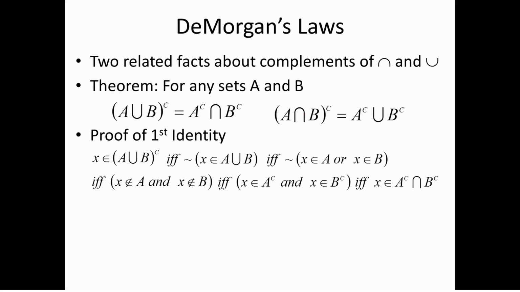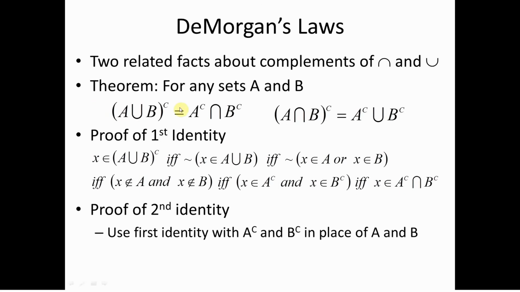Now I want to prove the second statement. It's actually very easy, because notice what I can do is I can take the first identity, and instead of using A, I can use A complement in its place, because it's true for any sets. So if it's true for A, well, A complement is just another set, right? So let's start off doing that. Notice I have a complement of a complement, which is going to yield the original set, right?